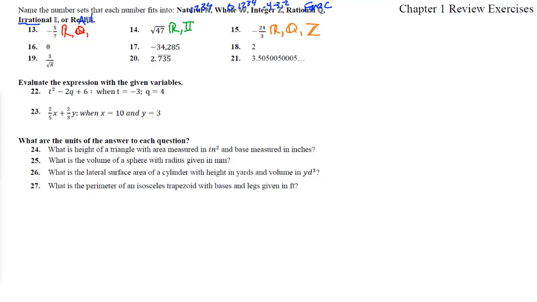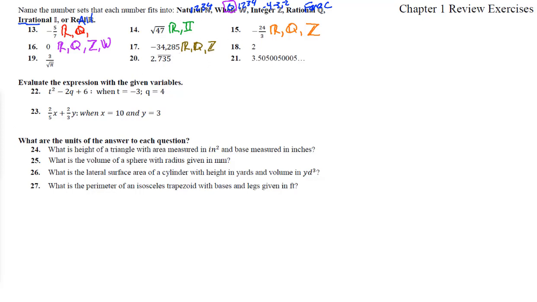Alrighty, number 16, 0. Oh, look, it's right there. So yeah, this is real. Certainly it's a fraction, and it's an integer, and it goes all the way down to be a whole number. All right, number 17. -34,285. Hey, there's no decimal or fraction part, so it will go all the way down to being an integer. It is negative, so it's not whole or natural. So it is going to be real, rational, and an integer. Correct? Good.